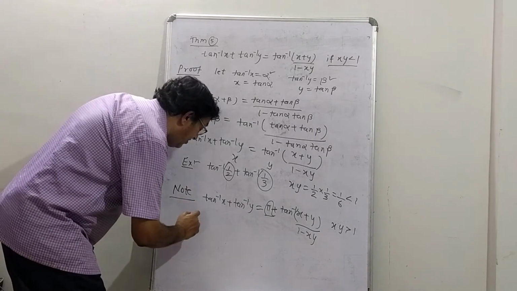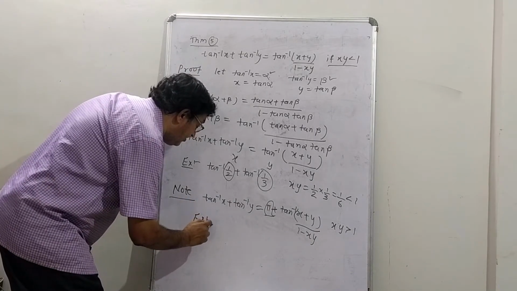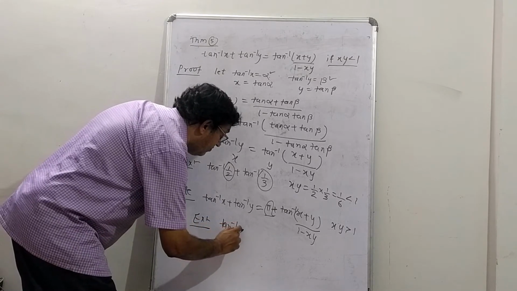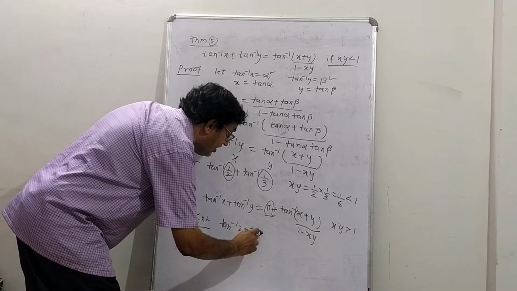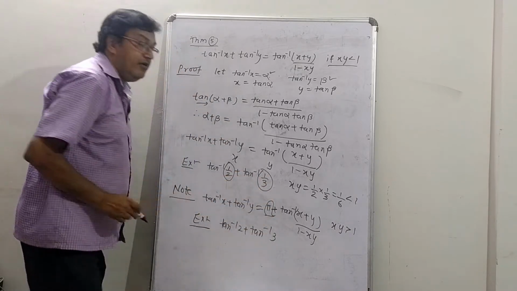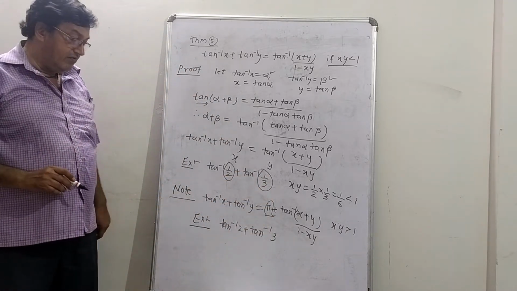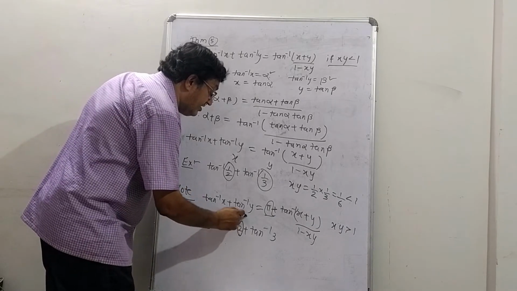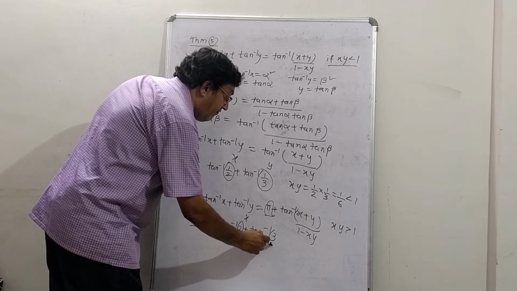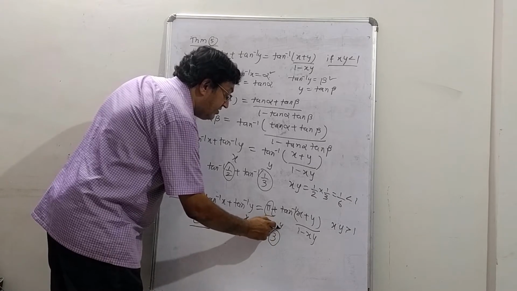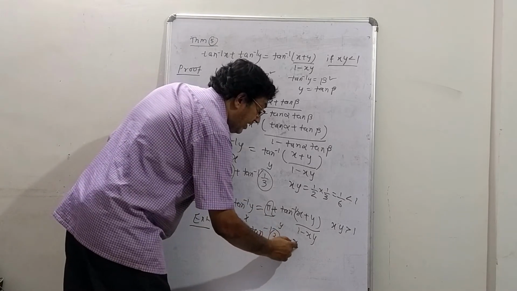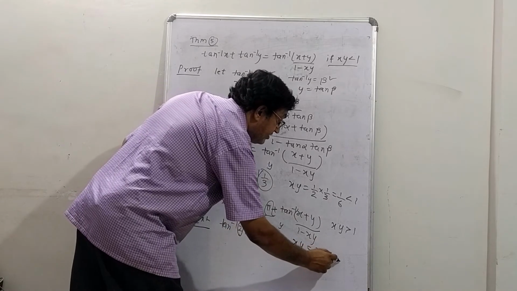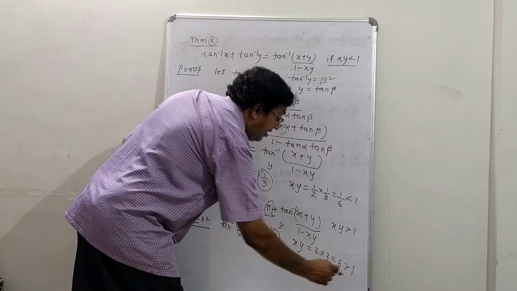For example, suppose I write tan inverse of 2 plus tan inverse of 3. If I take this as an example, what is the value of x here? x is 2. What is the value of y? y is 3. Then what will be x into y? It will be 2 into 3, which is 6, greater than 1.